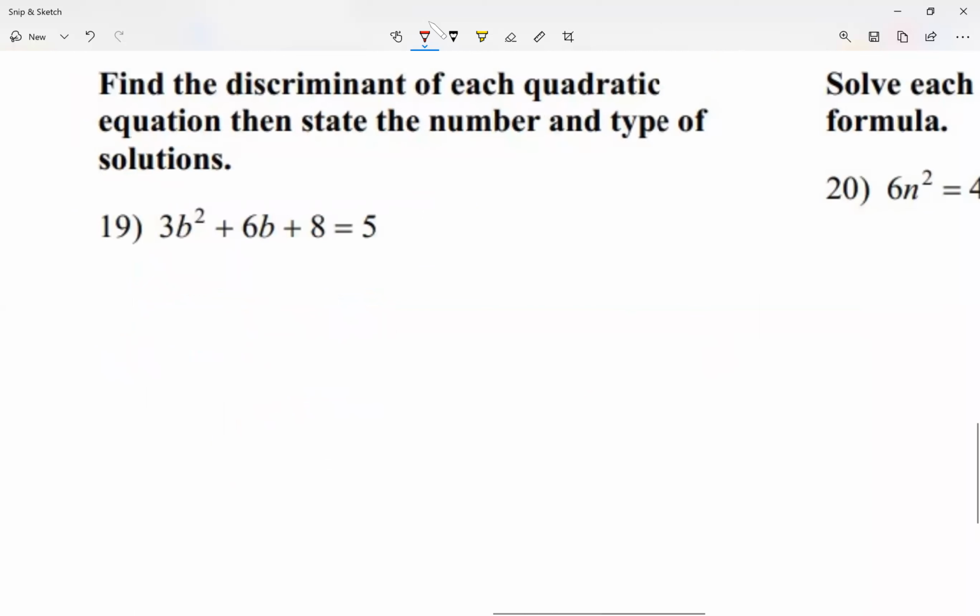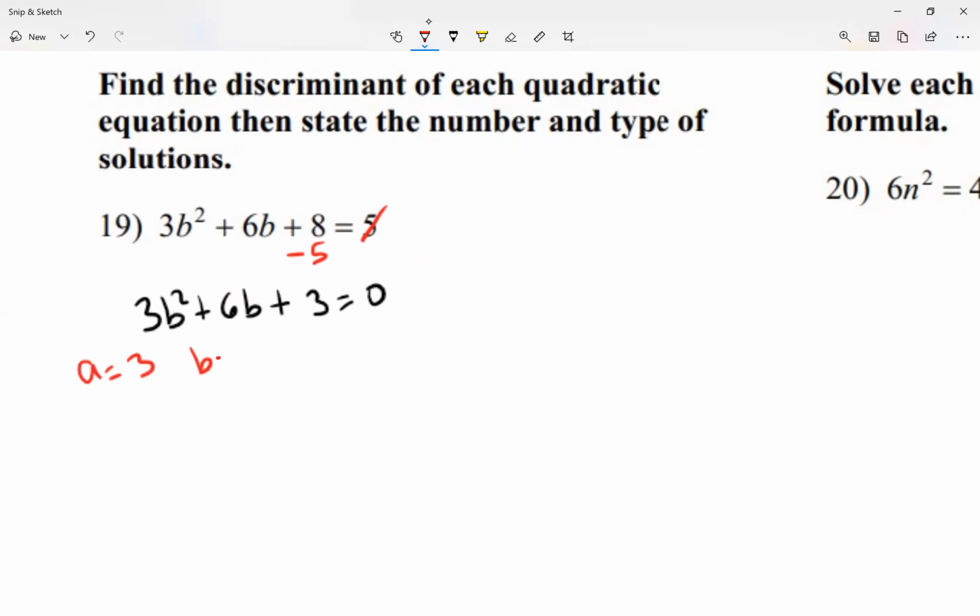And then we came and we said, all right, we could talk about discriminant. Now, for discriminant, I need the right side equal to 0. So my plus 5, my positive 5, let me move it over as a negative 5. So that gives me 3b squared plus 6b plus 3 is equal to 0. So my a value is going to be 3, my b value is going to be 6, and my c value is going to be 3.